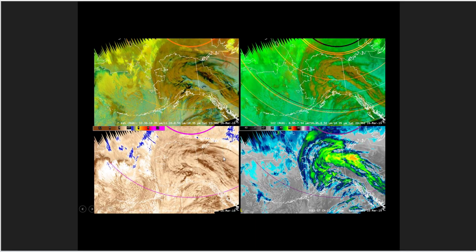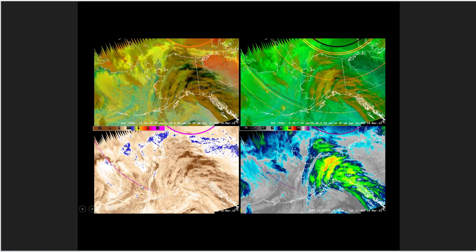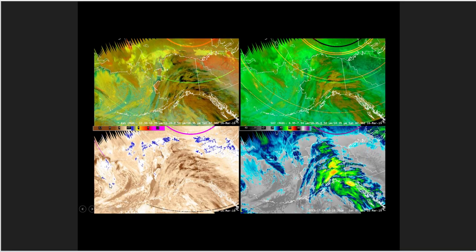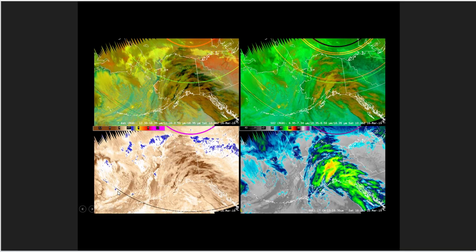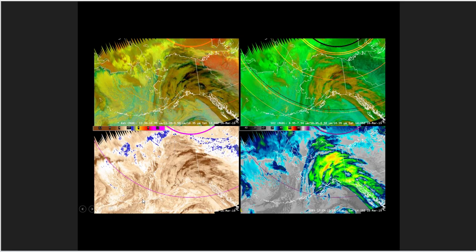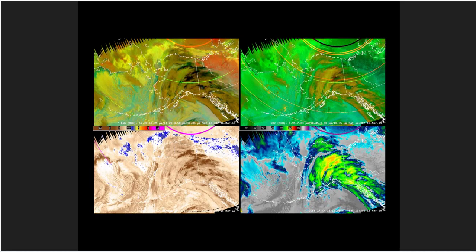This lower left is the split window difference, or the difference in IR temperatures from two channels, and this isolates the plume just in the spectral difference in these channels. You can see that that's visible until about 14 or 15Z on the 16th, and then it disappears.